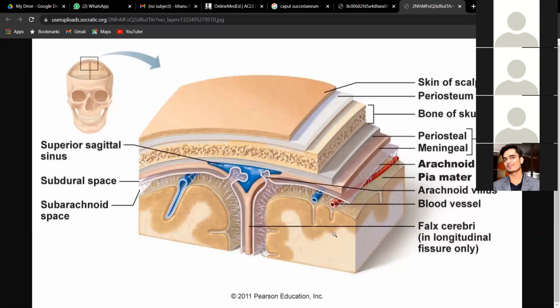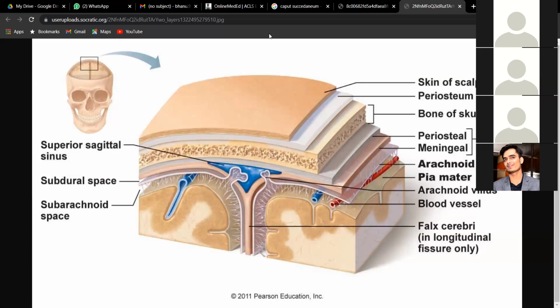So whenever you have a stroke involving the MCA, ACA or PCA, the bleed will be in the subarachnoid space. If you get a stroke because of the smaller vessels like the lenticulostriate vessels, you will have a bleed in the parenchyma of the brain. Is that okay? Yes.